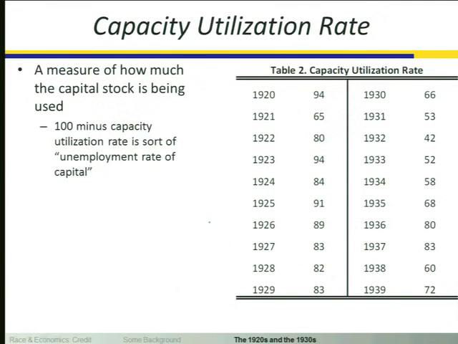So capacity utilization looks at the amount of physical capital, the machines and buildings that we talked about for investment spending, and asks what percentage of the physical capacity of the machines and buildings is currently being used to produce. So if you take 100 minus the numbers in this table, you get essentially an unemployment rate for machines and buildings that you can compare with the unemployment rate for labor.